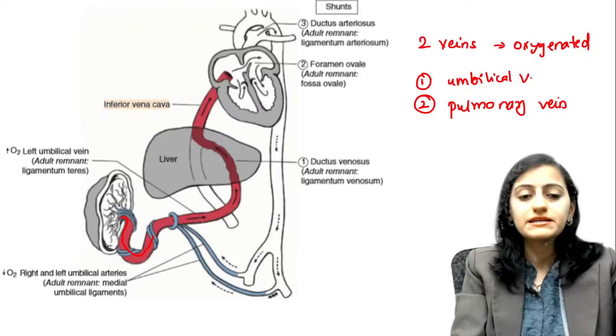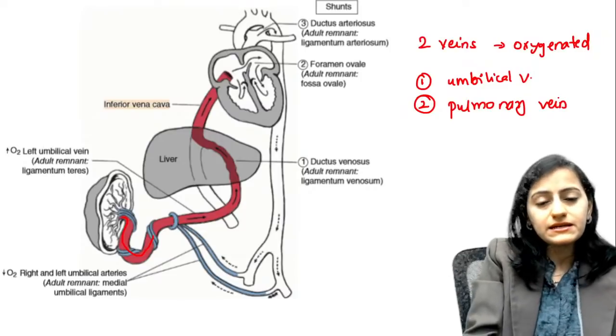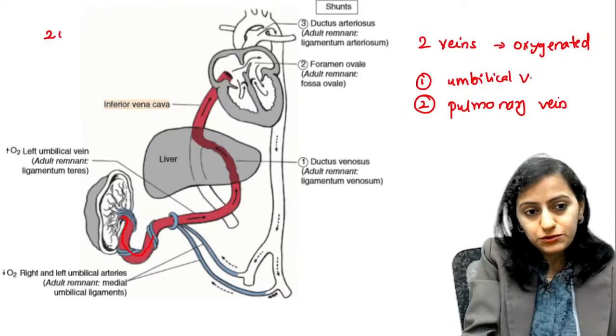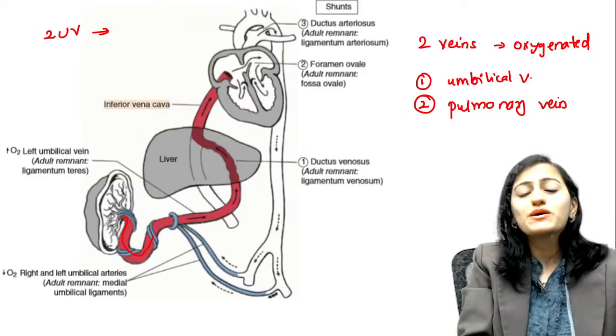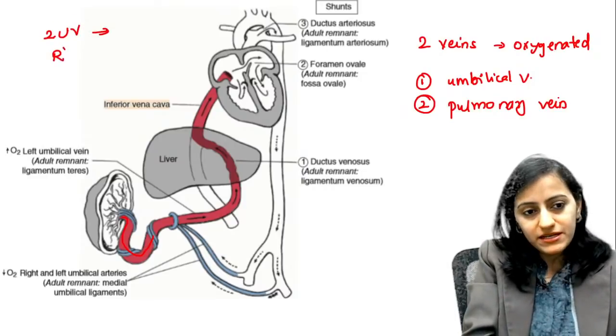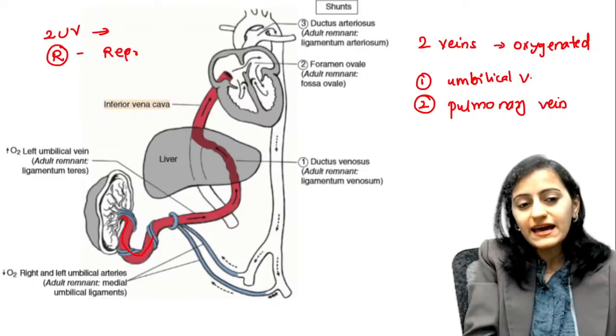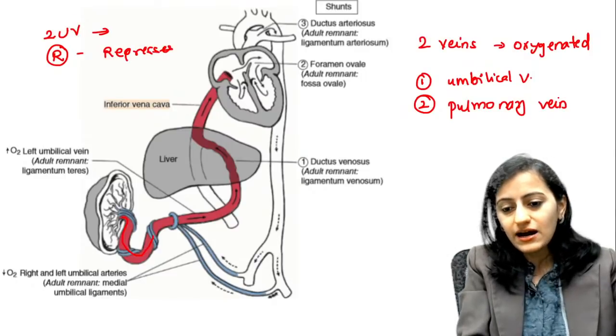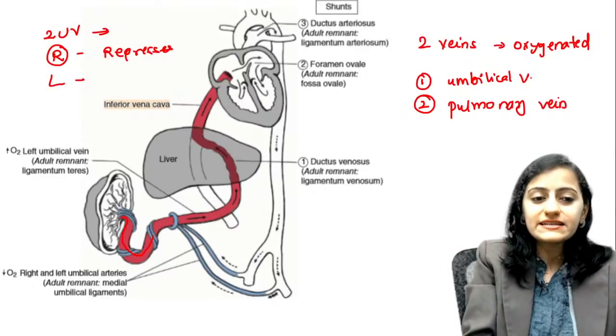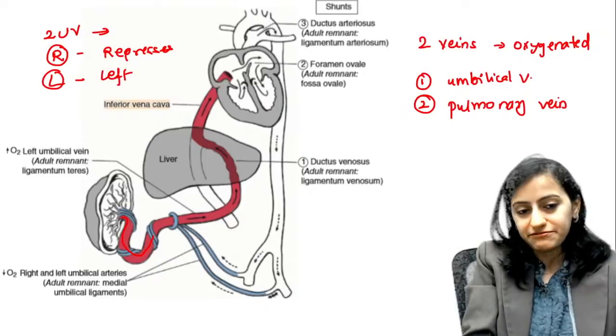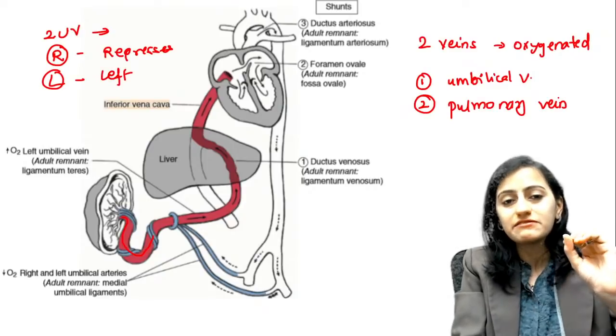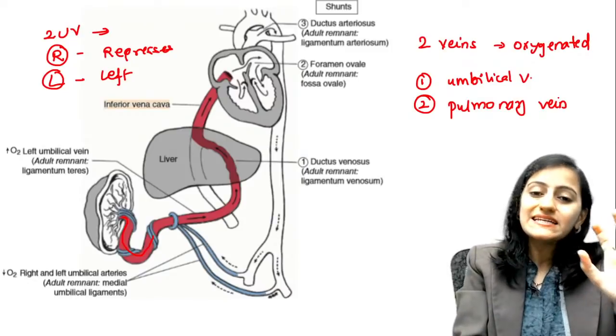Okay, you have the umbilical vein. How many umbilical veins are there? There are two umbilical veins. Which one regresses? Remember the mnemonic R for R, right regresses, and left is left. So you have the left umbilical vein which persists, the right regresses.